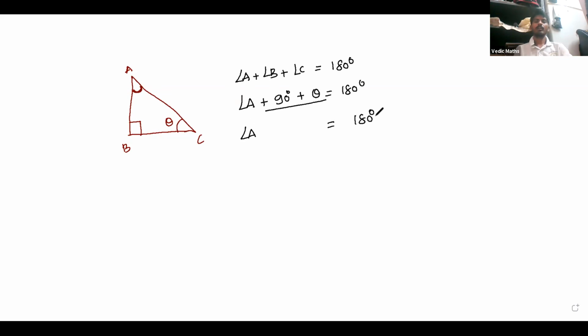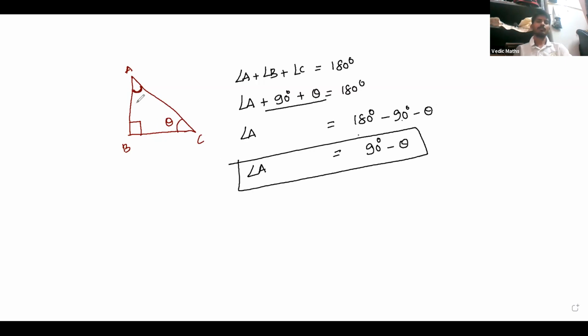Then 180 minus 90 minus theta. So 180 minus 90 will be 90 degrees minus theta. So my angle A will be 90 minus theta. So this is 90 minus theta. Clear my point?